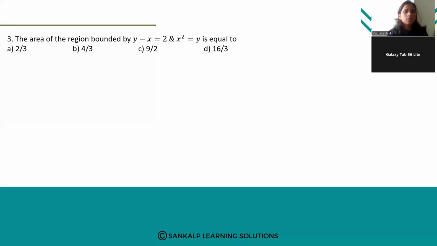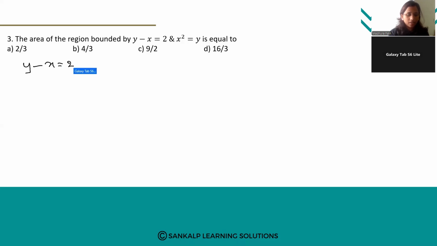Hello everyone. Today we have a JEE question on application of integrals. The question goes as: the area of the region bounded by y minus x equals 2 and x square equals y is equal to. So we have been given two curves. You can observe the first curve, which is y minus x equals 2.